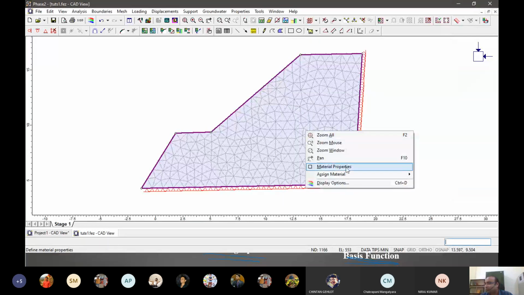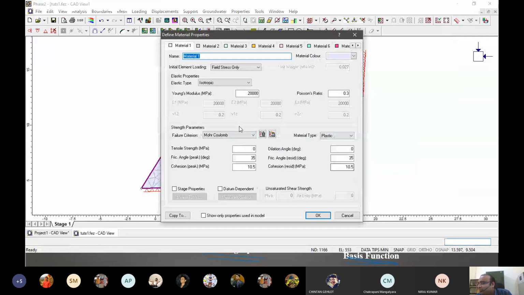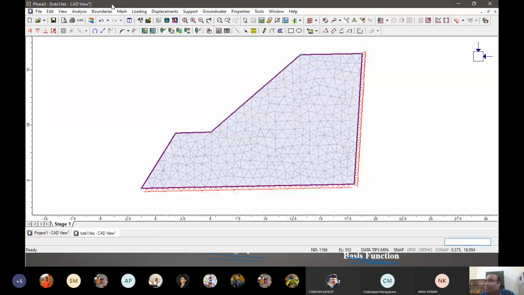Okay. Material properties we have given very high, 10.5 megapascal of cohesion. That's too much, 0.5. And Young's modulus of 20 gigapascals is also very much. So we'll give 20,000 maybe. And then let's do it. Let's analyze.